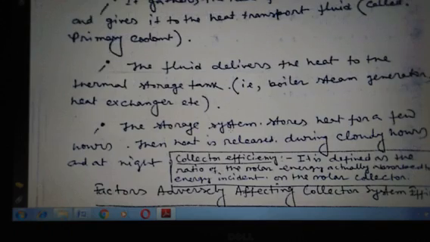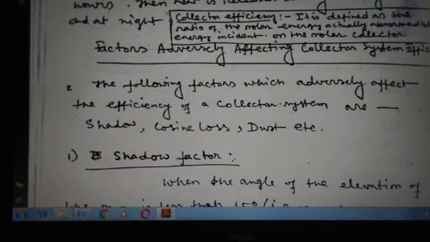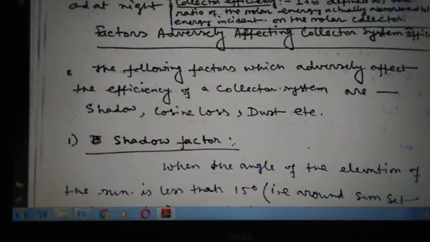Now, the collector efficiency. What is the collector efficiency? It is defined as the ratio of the solar energy actually absorbed to the energy incident on the solar collectors. Now, factors affecting the collection system. Some factors are related to the solar heat collecting system, like shadow, cosine loss, dust, etc. First one is the shadow factor.